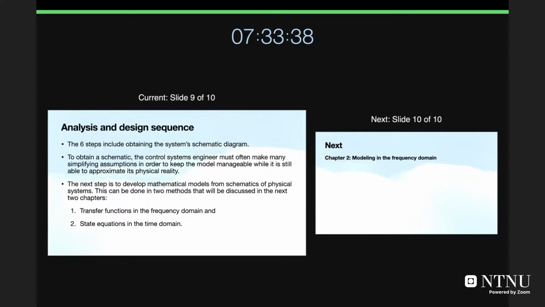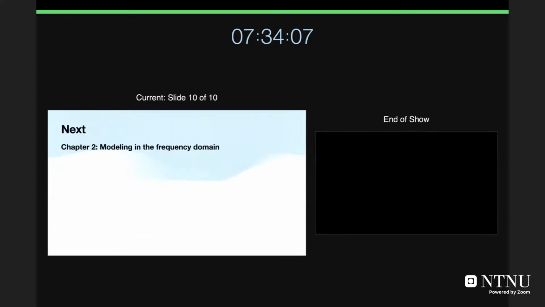So the next step is to develop mathematical models from schematics of physical systems. This can be done in 2 methods, which will be discussed in the next 2 chapters. In chapter 2, we will talk about transfer functions, which represent the system behavior in the frequency domain. And in chapter 3, we will talk about state space representations or state equations, which represent your system in the time domain. So now we are finishing chapter 1, and after that we will go to chapter 2. Thank you very much.